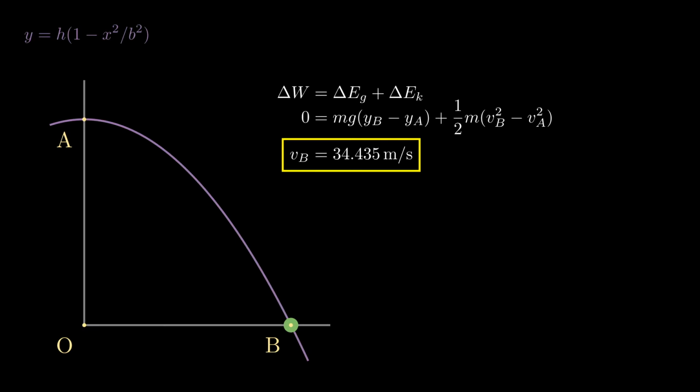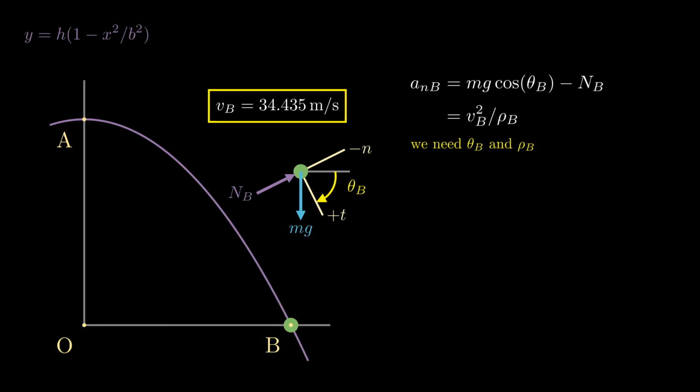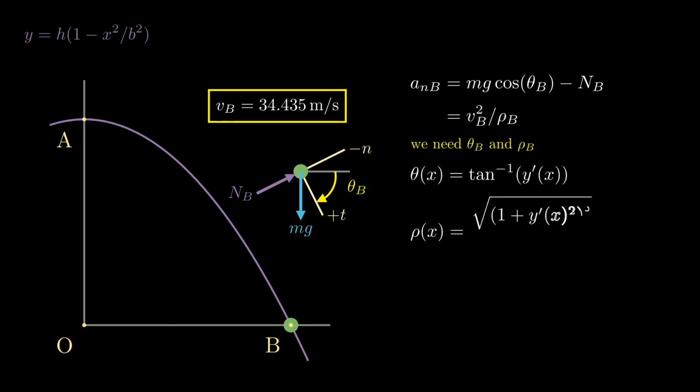Next, we use a free body diagram to solve for the normal force. We can sum up the forces acting in the normal direction, and we know that the normal acceleration is VB squared over rho B, since it's a centripetal acceleration. The unknowns in this case are theta and rho at point B. We can find them using these expressions, which I showed in a previous tutorial.